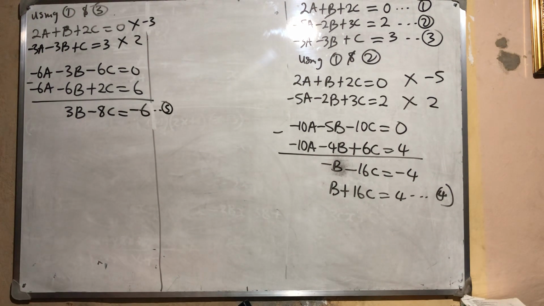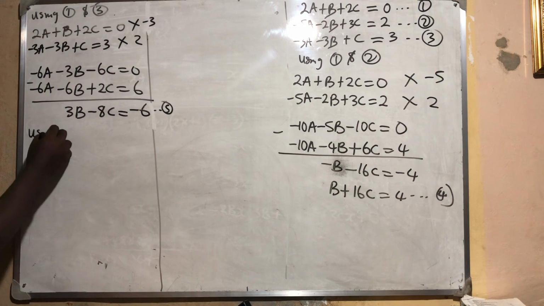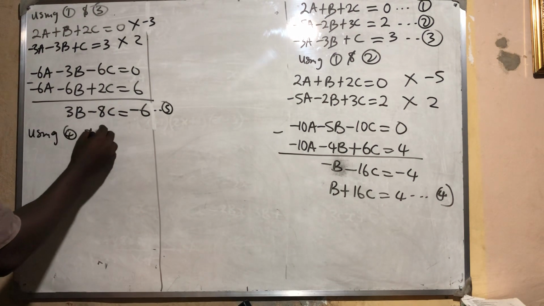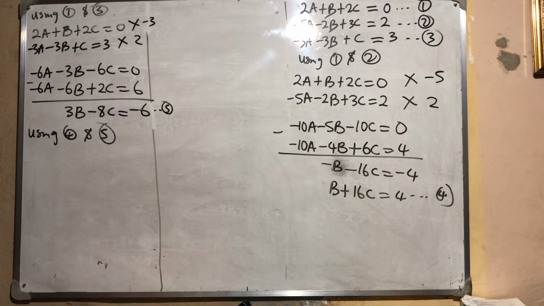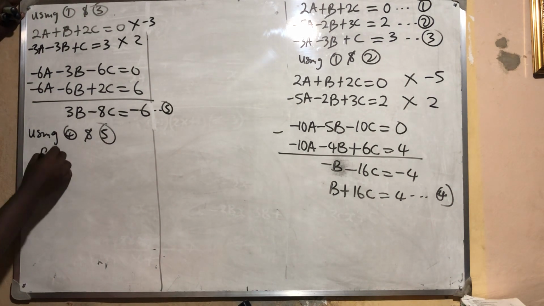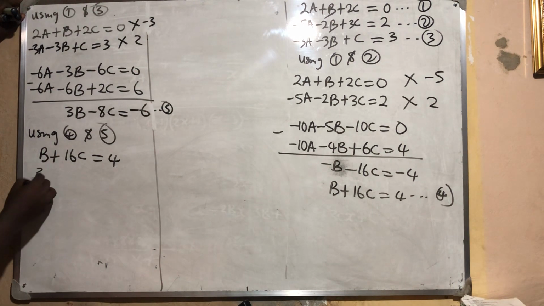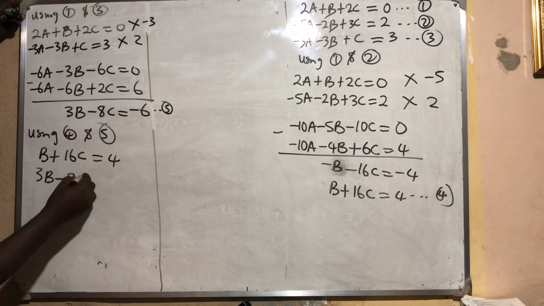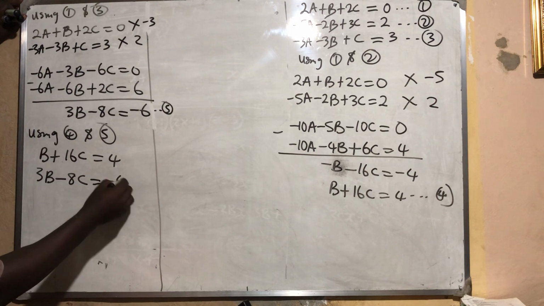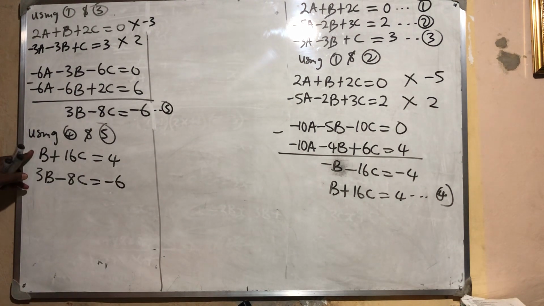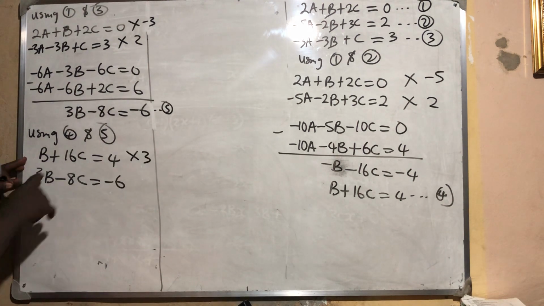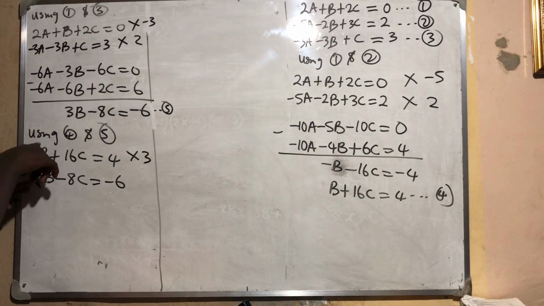Since you have your 4 and 5, you will now use 4 and 5. My equation 4 says b plus 16c is equal to 4, and equation 5 says 3b minus 8c is equal to minus 6. Now I'm eliminating b. I've already eliminated a. I'll multiply equation 4 by 3, the coefficient here, and multiply equation 5 by 1, the coefficient here, so that they will be equal.